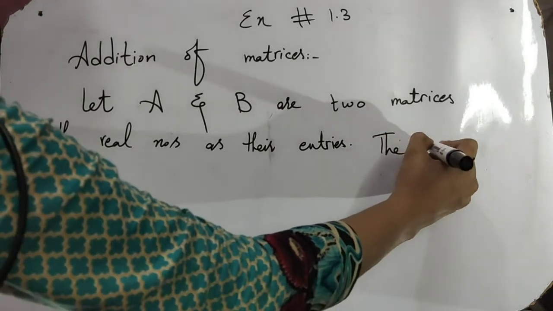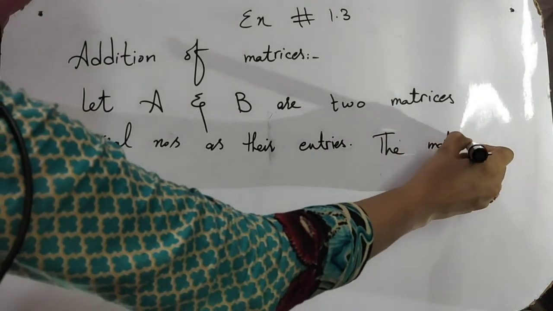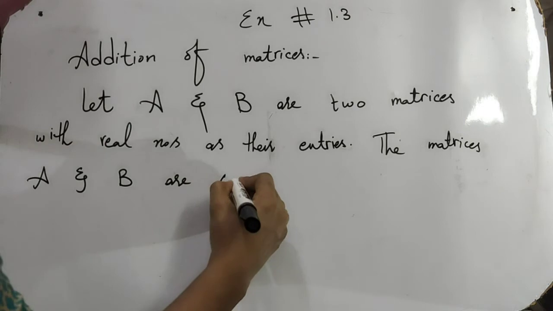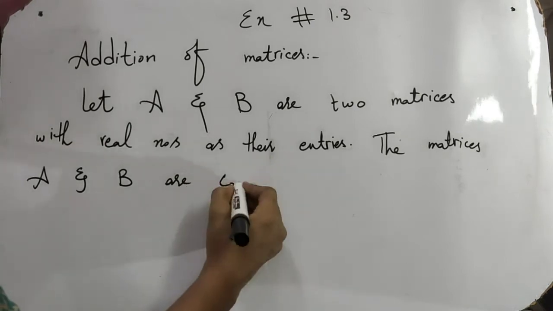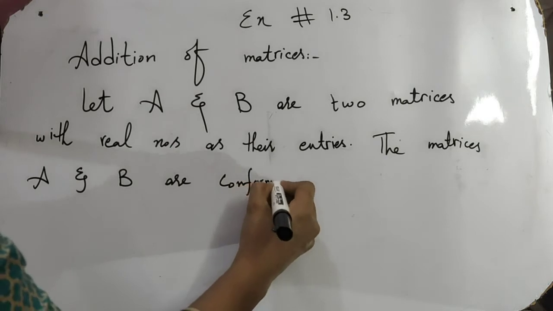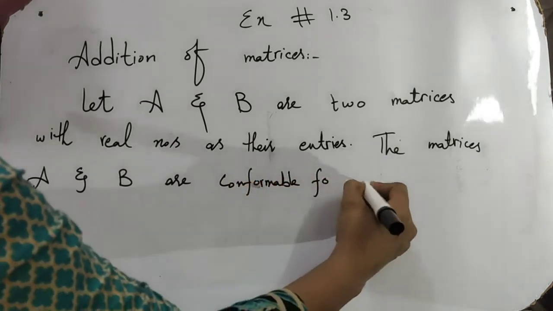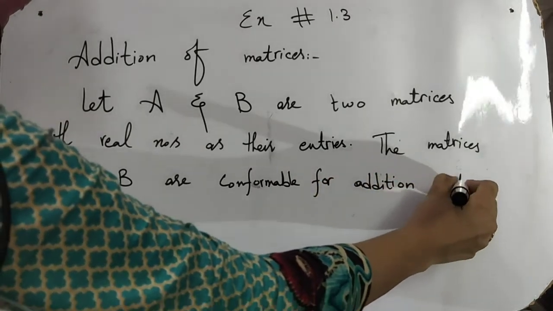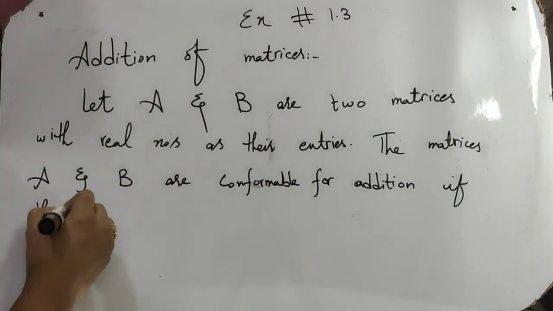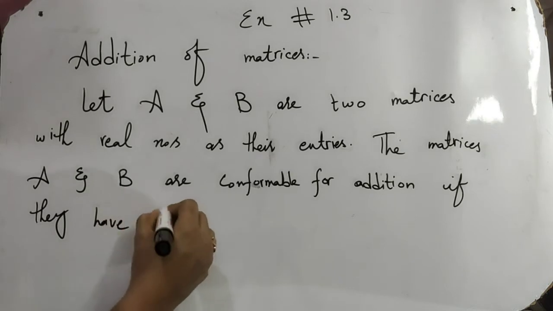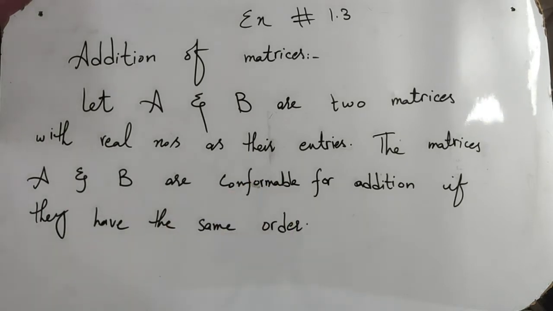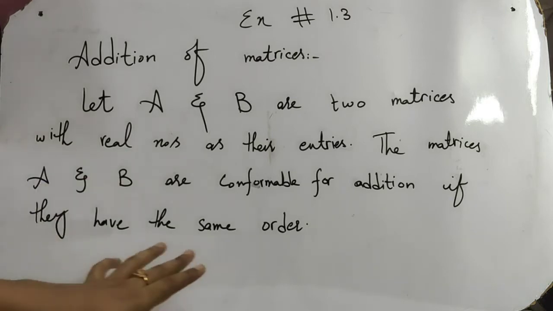The matrices A and B are conformable for addition if they have the same order. What does it mean? It means we add two matrices if and only if they have the same order.